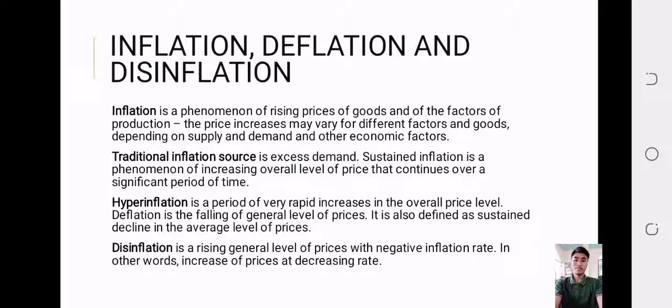Hyperinflation is a period of very rapid increase in the overall price level. Deflation is the falling of the general level of prices. It is also defined as a sustained decline in the average level of prices. Disinflation is a rising general level of prices with a declining inflation rate. In other words, prices increase at a decreasing rate.